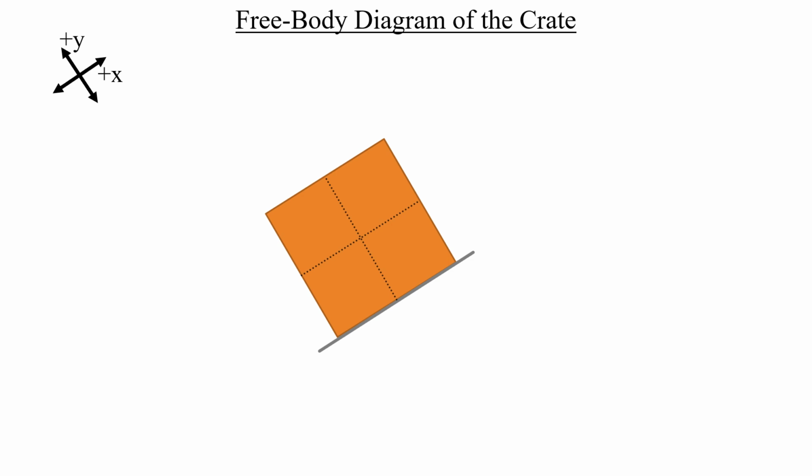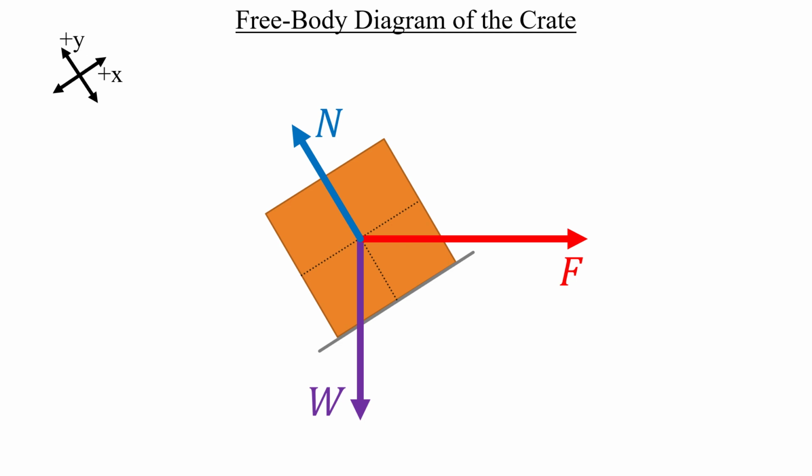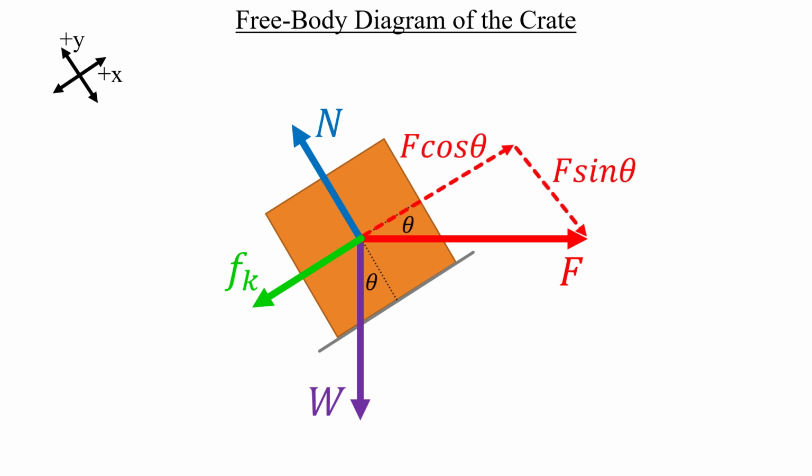The first one will be the crate's weight, pointing straight down, followed by the normal force, pointing in the plus y direction. In the x direction, we need to include our applied horizontal force and kinetic friction, which points in the direction opposite of the crate's motion. There's no other forces acting here, so we can insert our angle for the weight and applied force vectors, and then break both of those down into their components. And that's it for the free body diagram.